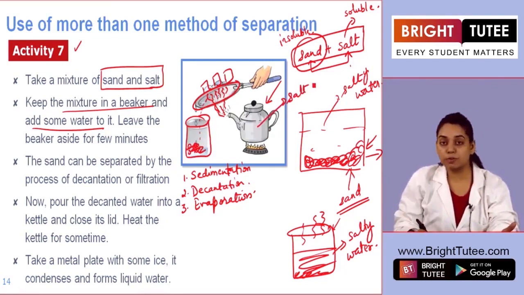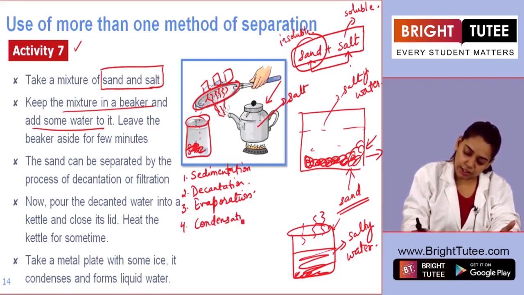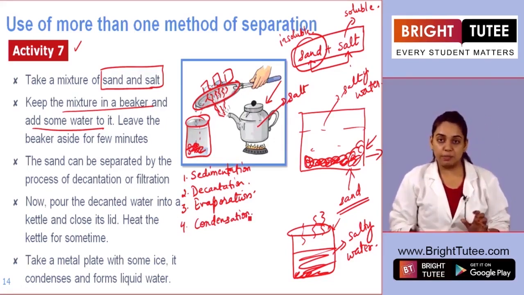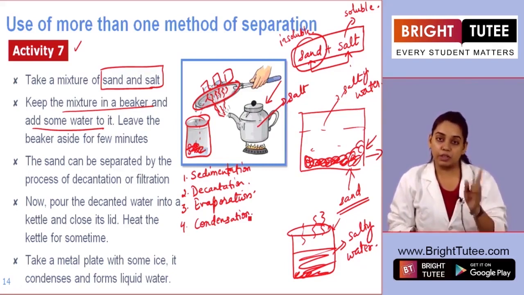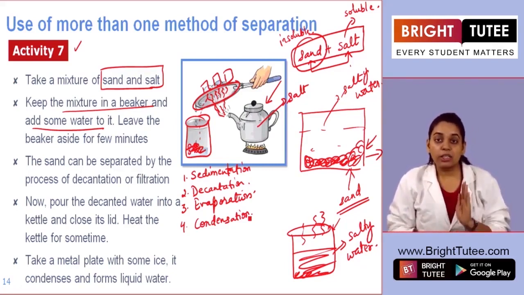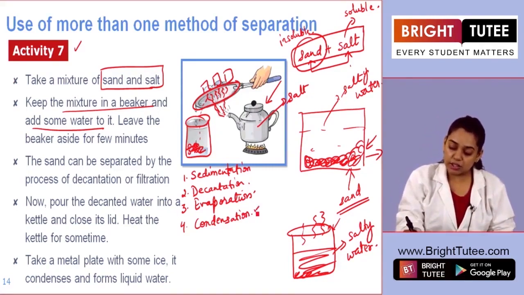So what is the fourth process that we have used, children? We have used the process of condensation. Let us understand the process of condensation once more. So students, condensation means the conversion of water vapors back to water in the liquid form. The conversion of water vapor back to liquid is known as condensation.